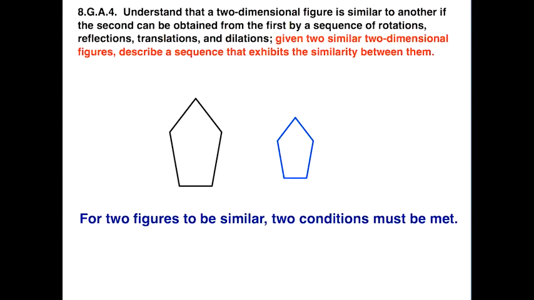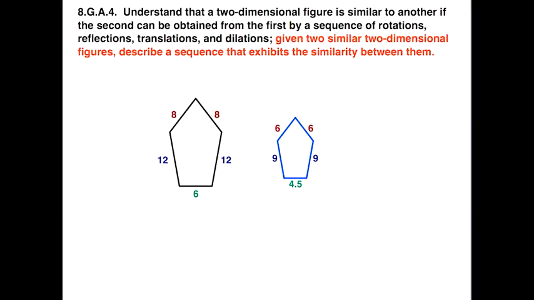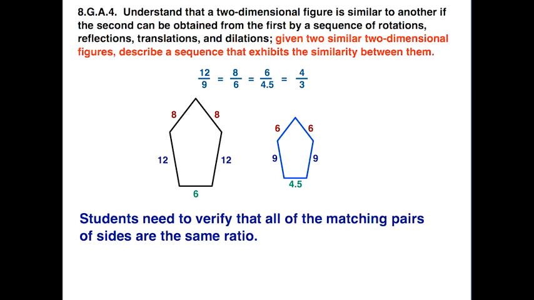But remember that for two figures to be similar, two conditions have got to be met. So here I've also got to have some idea, either with numbers or something, to know that the corresponding pairs of sides are all in the same ratio. So again, they need to verify that the matching pairs are equivalent. So in this case, all of these would simplify to a 4-to-3 ratio. So again, it meets that second condition.